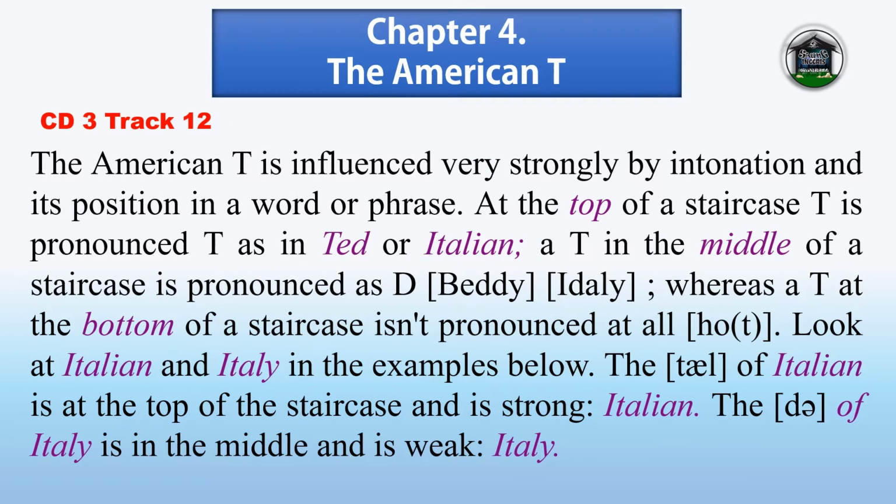Chapter 4, The American T. The American T is influenced very strongly by intonation and its position in a word or phrase. At the top of a staircase, T is pronounced T as in Ted or Italian. A T in the middle of a staircase is pronounced as D, Betty, Italy. Whereas a T at the bottom of a staircase isn't pronounced at all, hot.